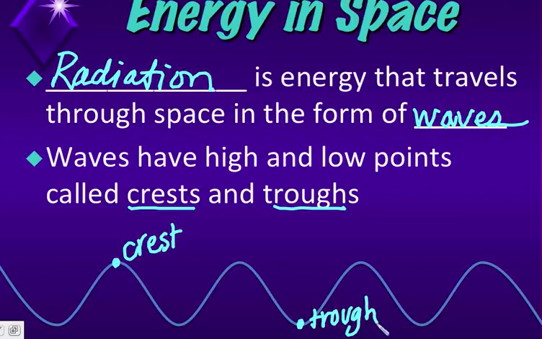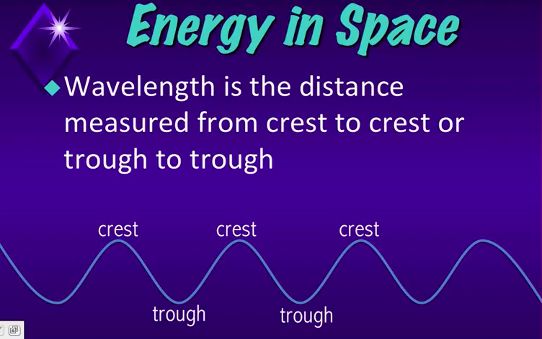And for this one, I always think about a pig. Pig eats out of a trough. That's the big giant bowl. So this bowl shape down here, or the bottom of the wave, is the trough. So this radiation energy is traveling through space in the form of waves, crest being the top of the wave, trough being the bottom of the wave.